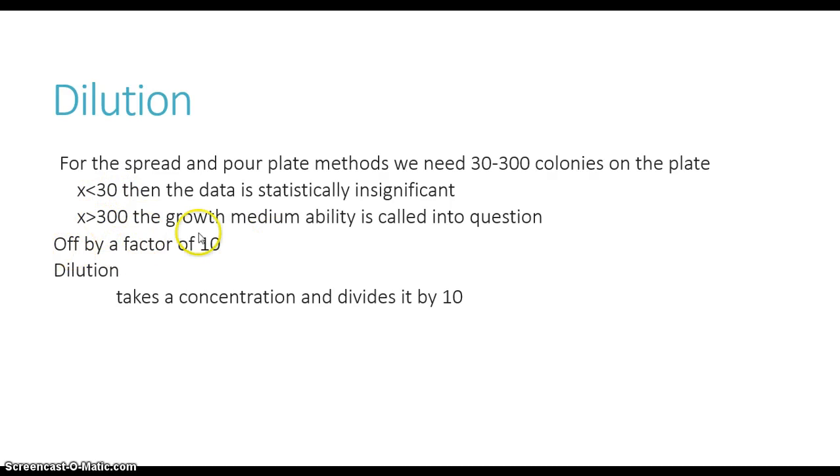And that's an important thing right here, because when you take a dilution, you can take a concentration, and then if you can put it into something that divides or multiplies by 10, you can usually bullseye a number that is in between these two numbers. And so that's what's important about the dilution.